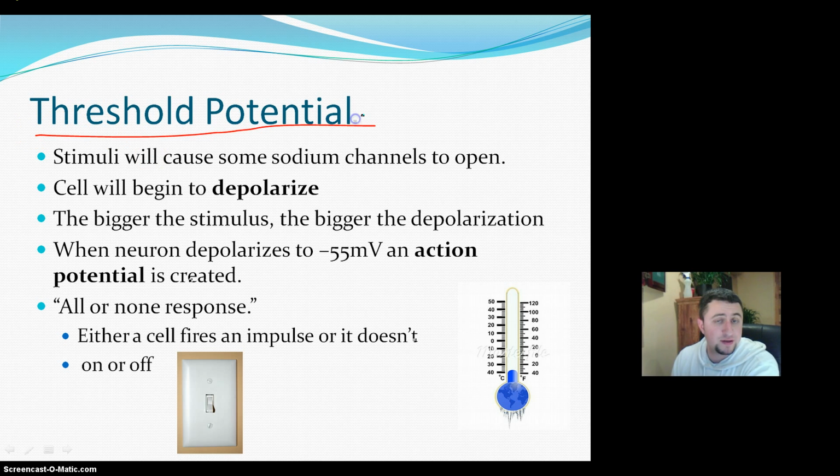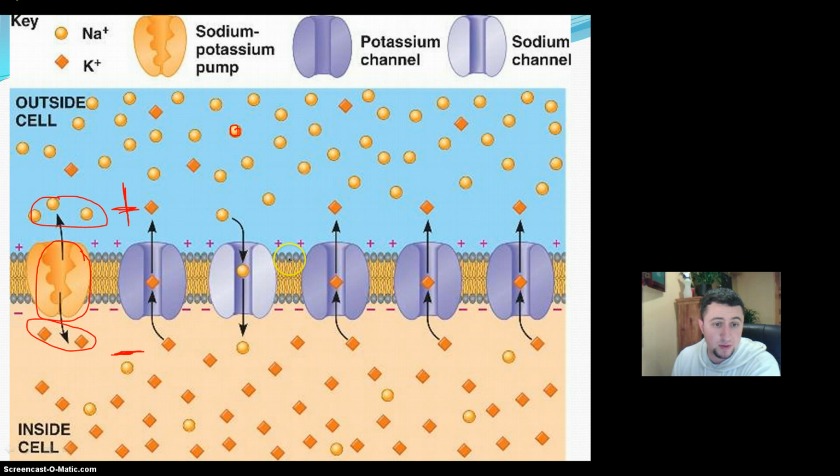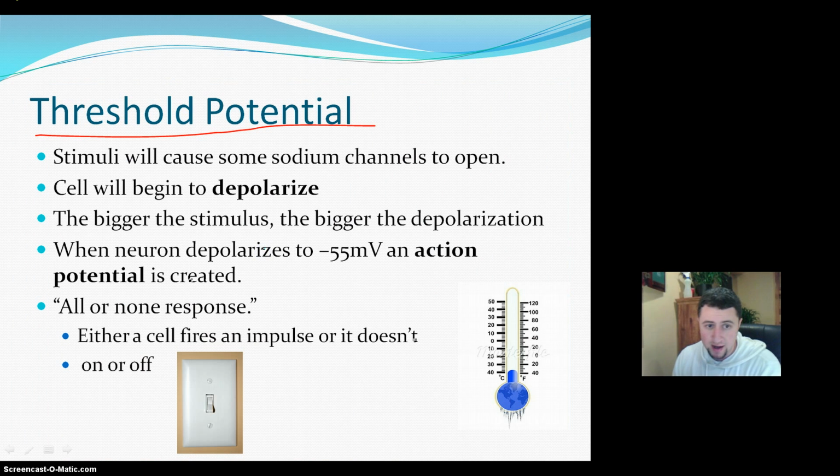The next thing that I want to talk about is this thing called the threshold potential. Certain stimuli will cause some sodium channels to open, and that'll allow sodium to rush in. When sodium rushes in, the cell depolarizes, because it's like the positive coming in contact with the negative and neutralizing it a little bit. The bigger the stimulus, the bigger the depolarization. So when a neuron depolarizes to negative 55 millivolts, we get this action potential. That's when the neuron fires.